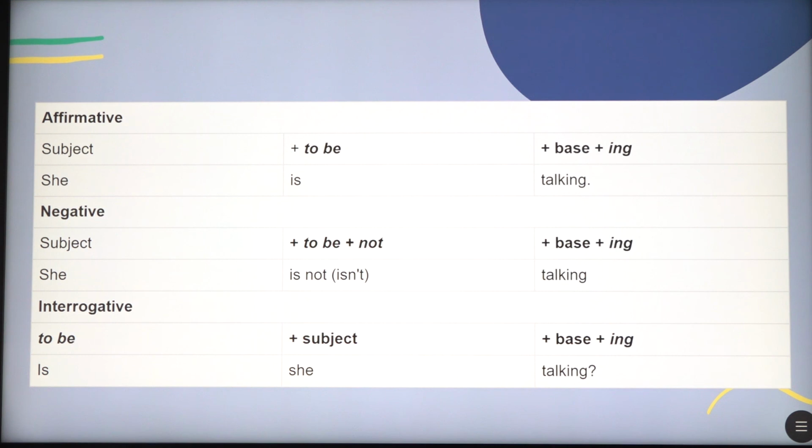The structure in the affirmative form is used by having the verb to be and the base form of the verb plus ing. Then we've got the negative, in which the difference is that we use only the particle not, and it is combined with the verb to be. For example, she is not or she isn't talking. And then we've got the interrogative form, in which we only change places of the subject and the verb. For example, is she talking?